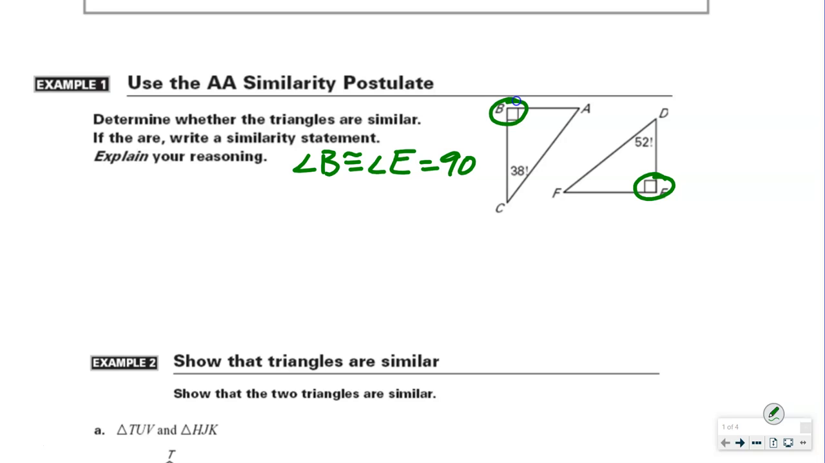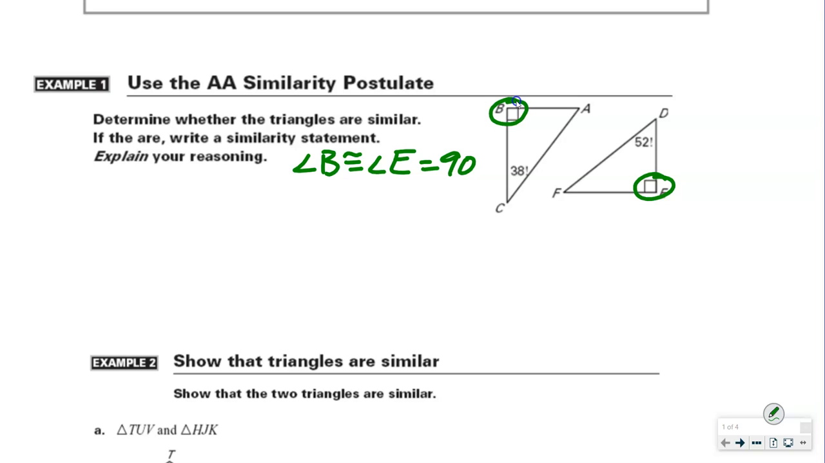But our other two angles are 38 and 52, and they're in separate triangles. So we need to find out what those missing angles are. If A happens to be 52 also, then we know it's congruent with D. If F happens to be 38, we know it's congruent with C. And we would have similar triangles because the angles would be congruent. To do that, we use our triangle sum theorem. Because all three angles of a triangle add up to 180, we can take the two that we know and subtract them from 180 to find the one that we don't know.